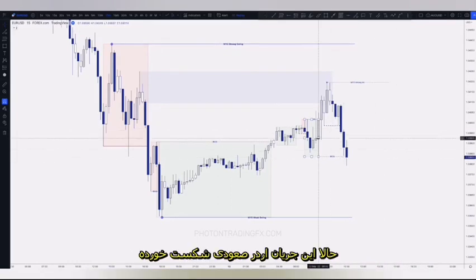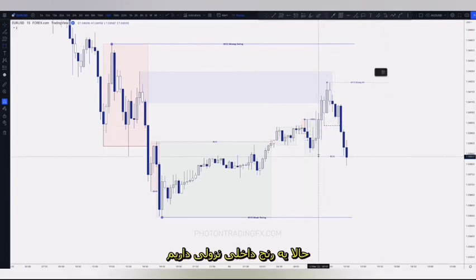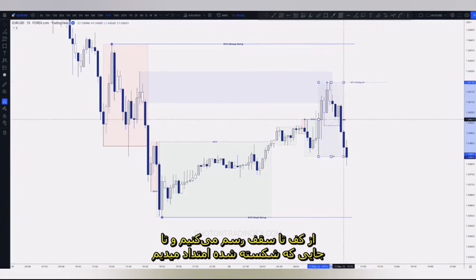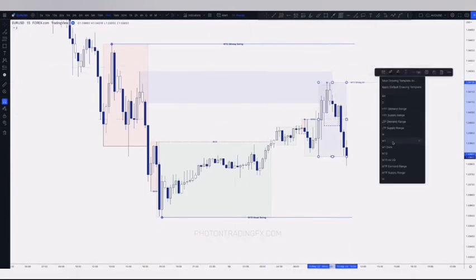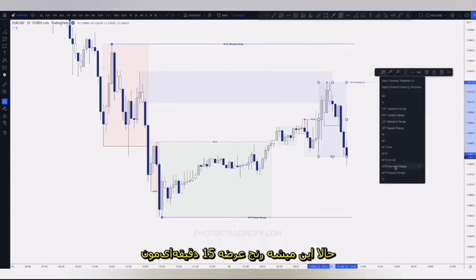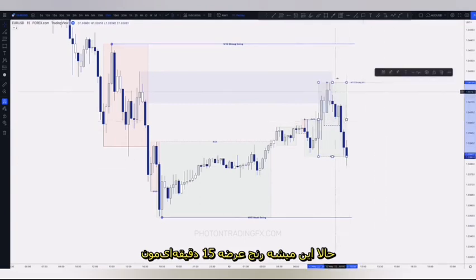So now we have had the break of this bullish order flow. What do we now have? We now have a bearish internal range. So from the low to the high, drag it across to where it's broken. And this becomes our M15 supply range.